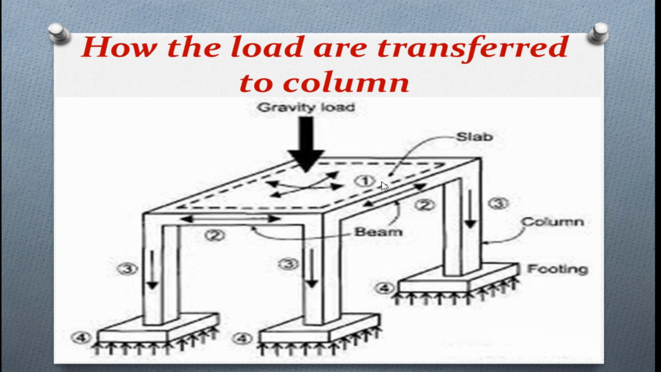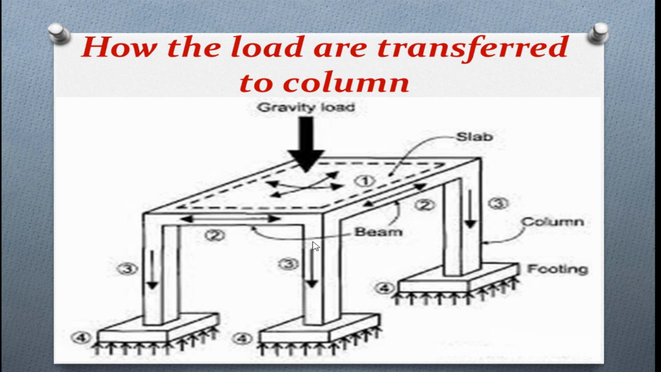So you can see the picture here. It's like a framed structure with slab. The number 1 indicates the slab here, and the gravity load is applied to the slab. This gravity load is transferred to the beam. That is the number 2. You can see the arrow mark from here. The slab load is transferred to the beam, and in the beam you can see the arrow mark, it is transferring to the column. And the third one, here it is the column.